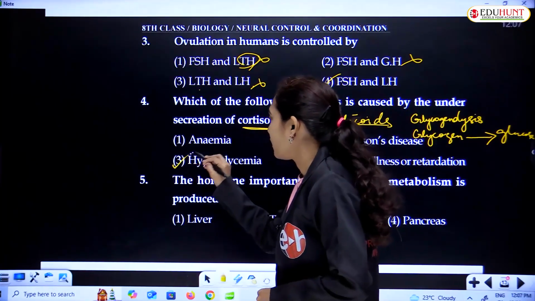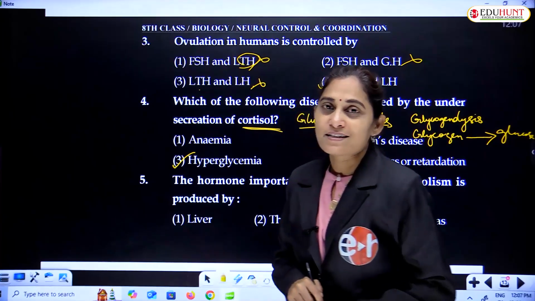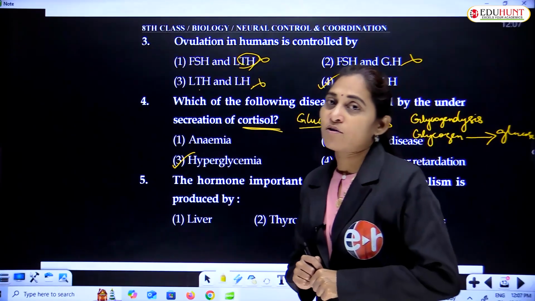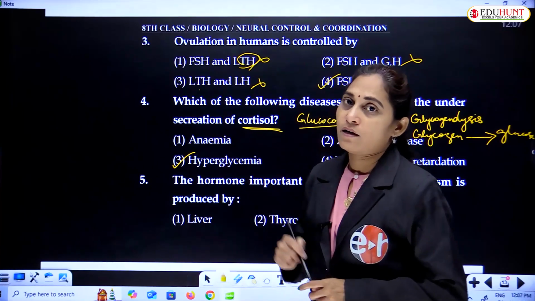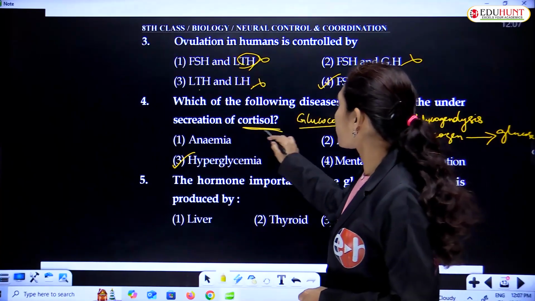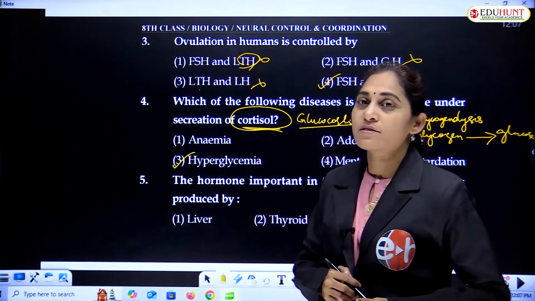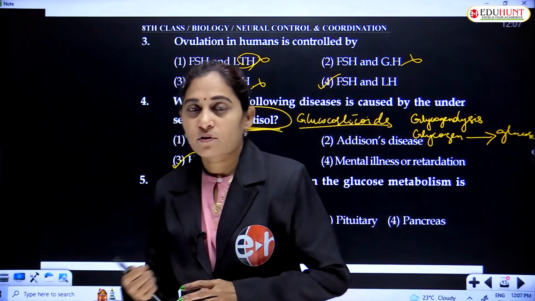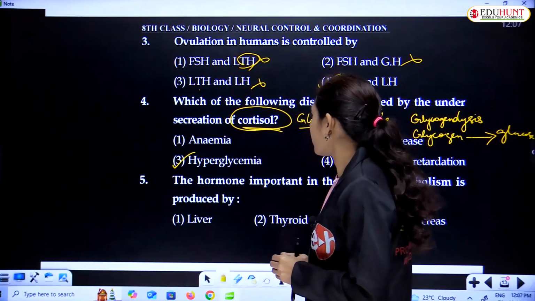It is called hyperglycemia. It is synergistic to glucagon and antagonist to insulin. So cortisol is secreted by the second zone, that is the middle zone of the cortex, the adrenal cortex.